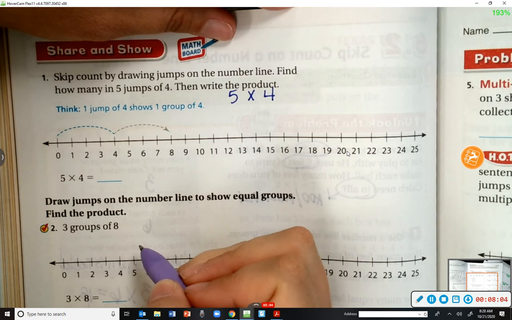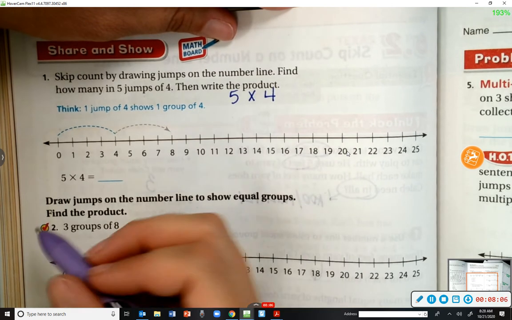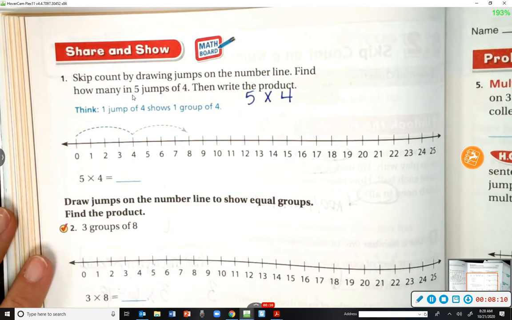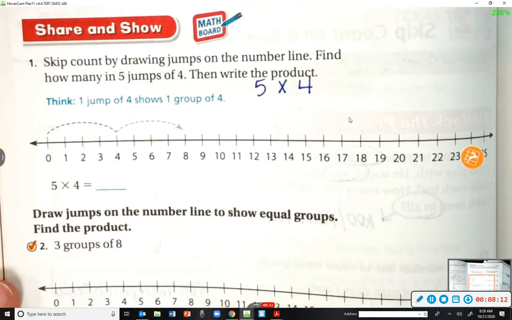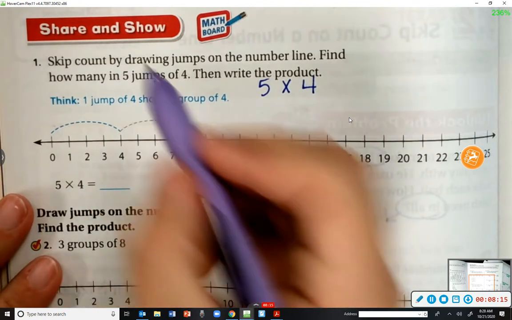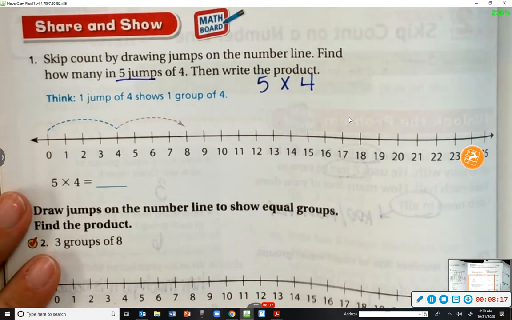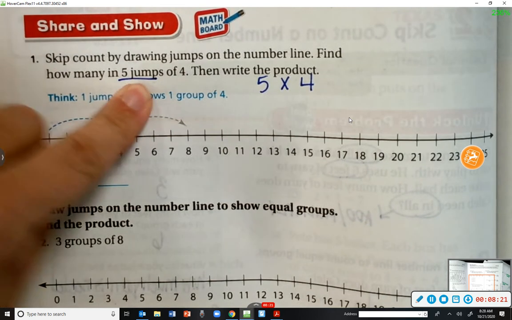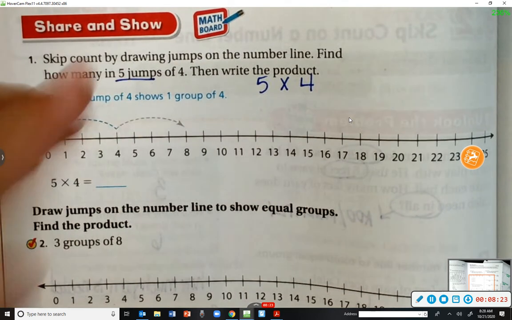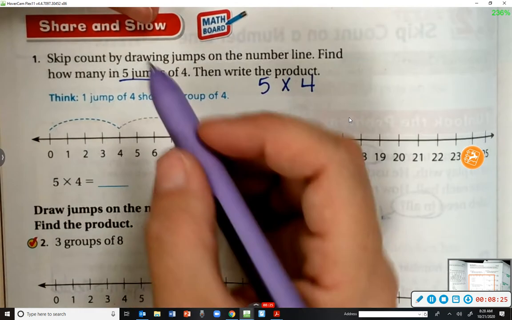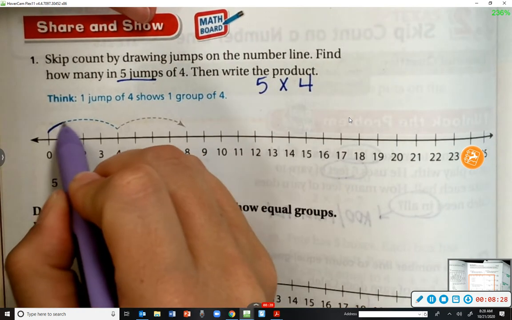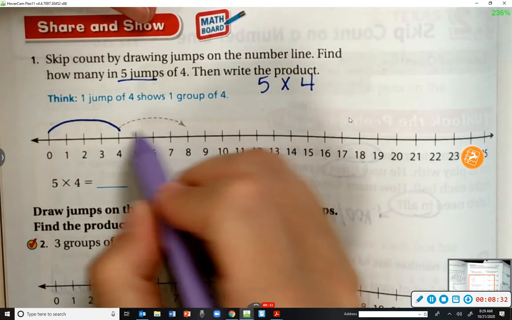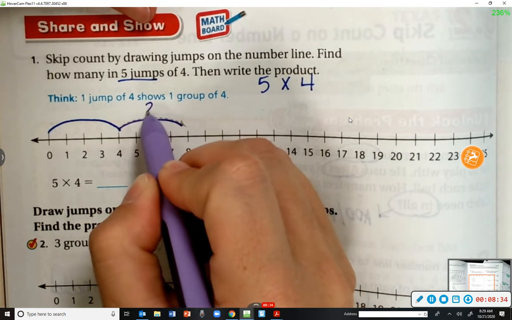So I need to do 5 jumps, but what am I going to skip by when I'm jumping? It tells me I need to do 5 jumps, but what am I going to skip by? 4s. 5 jumps, but my jump needs to be 4 numbers, okay? So if you notice, they've already started it for us. So we go from 0 to 4, 4 to 8. That's 2 jumps.